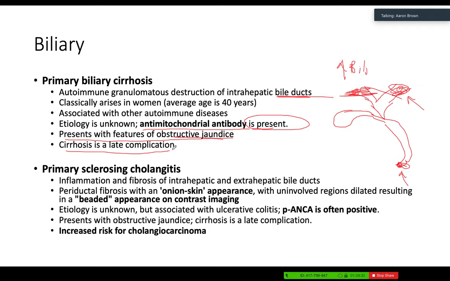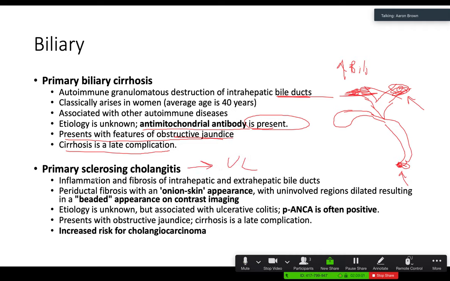Now, there's another disease that really sounds like primary biliary cirrhosis, but I really want you to make sure you don't get confused with it. So primary sclerosing cholangitis, this is the disease that we associated with what? What inflammatory bowel disease is associated with this? Ulcerative colitis. Good, ulcerative colitis is associated with primary sclerosing cholangitis. Those two go together.